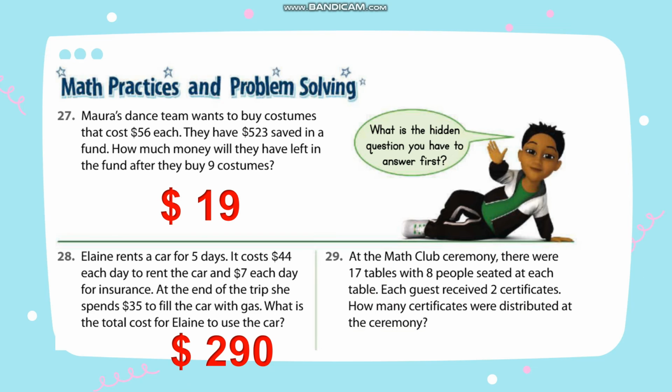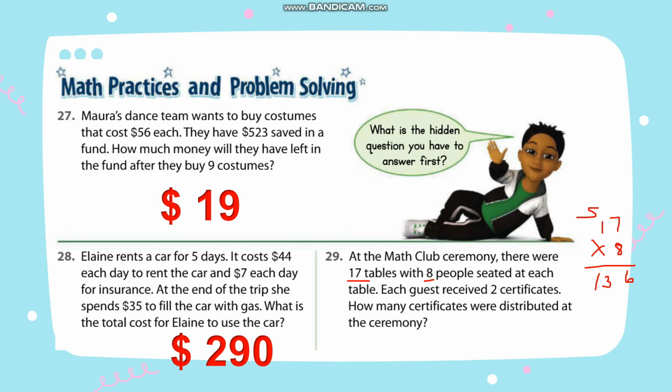At the math club ceremony, there were 17 tables with 8 people seated at each table. Each guest received 2 certificates. How many certificates were distributed at the ceremony? So we just simply multiply 17 multiplied by 8 in order to find out how many people attended. So 8 multiplied by 7 is 56, so 6 regroup 5. 8 times 1 is 8 plus 5 is 13. So there are 136 people seated at the tables.